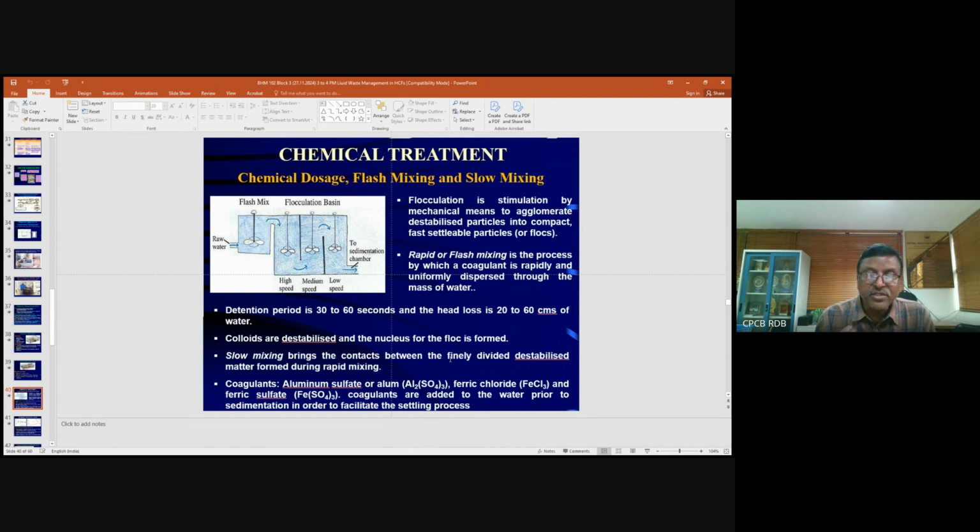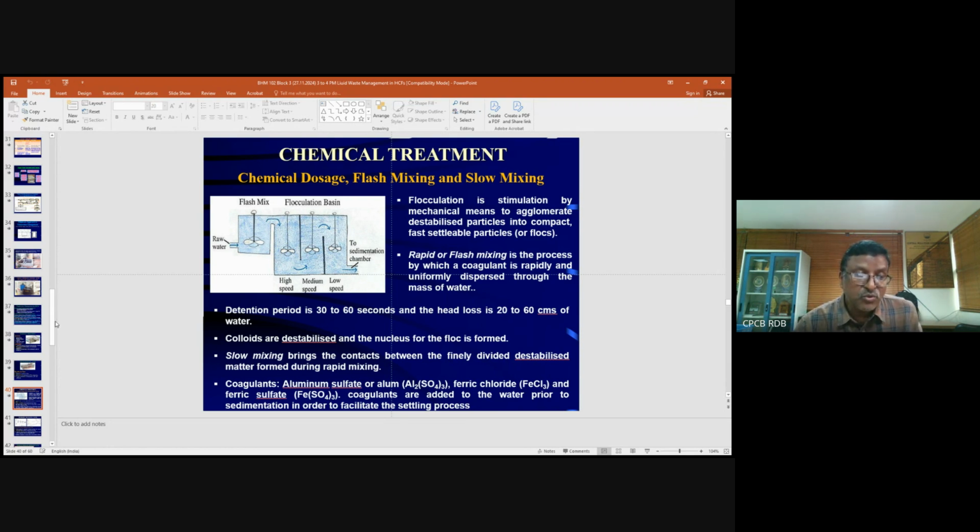Therefore, the size of the particles will become bigger and bigger because of the coagulants that we use. In the process of slow mixing, all these small particles will come closer and closer. They become a big particle, and the size will be such that they settle on their own, because their specific gravity will be higher than the water. That's why we use the coagulants, in order to make the flocks.